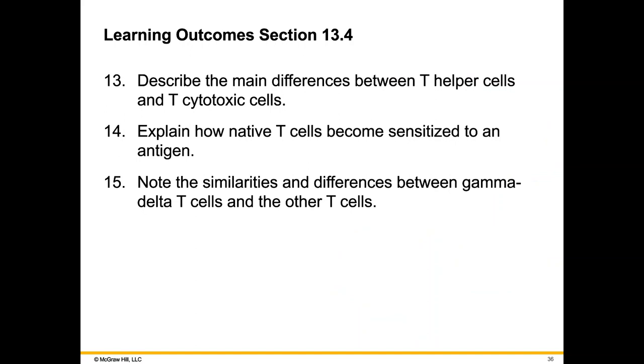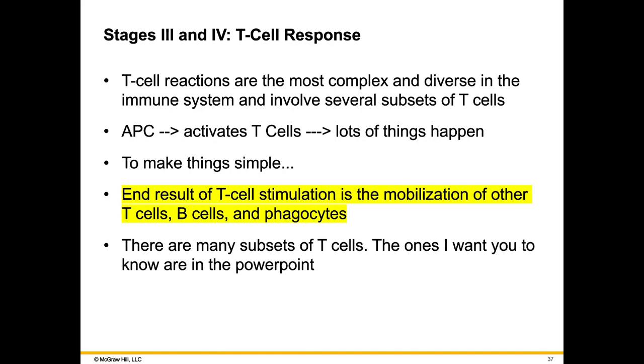All right, so now let's move to 13.4. We'll describe the main differences between T helper and cytotoxic T cells. We'll explain how naive T cells become sensitized to an antigen, and we'll look at similarities and differences between some of the other T cell types. All right, so in stage 3 and 4, our T cell reactions are going to be the most complex and diverse in the immune system and involve several subsets of T cells.